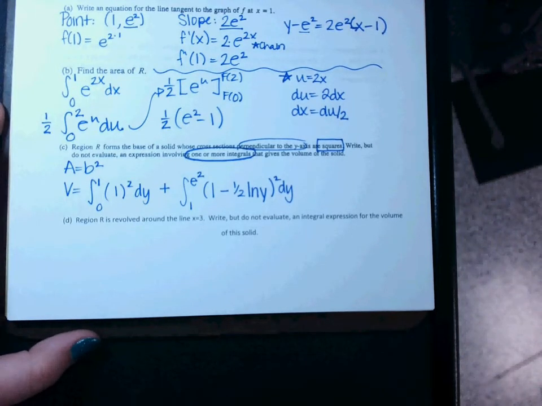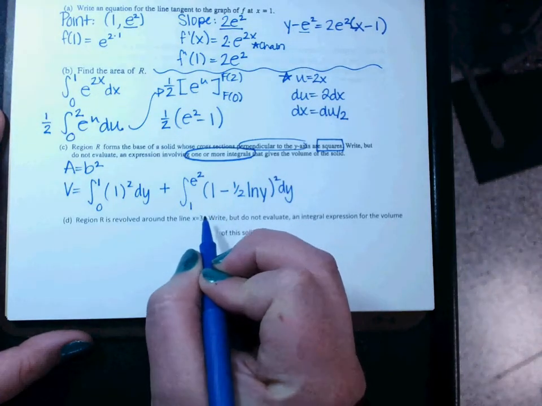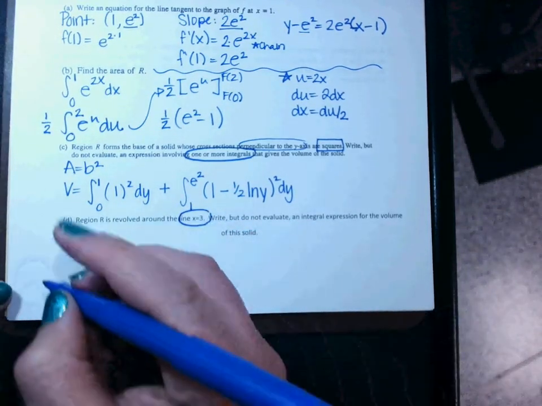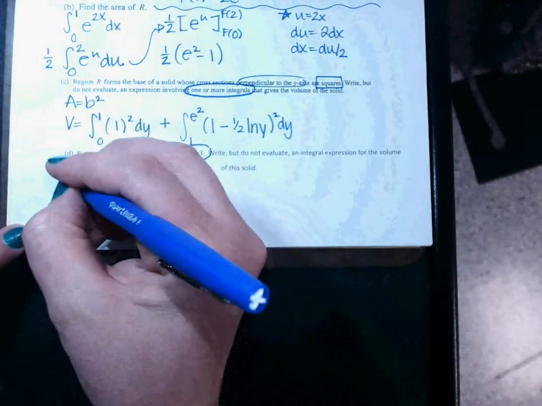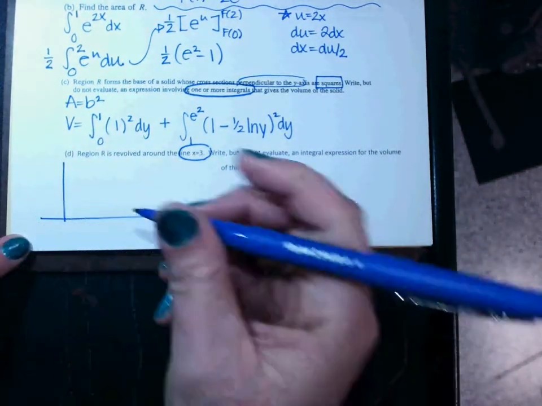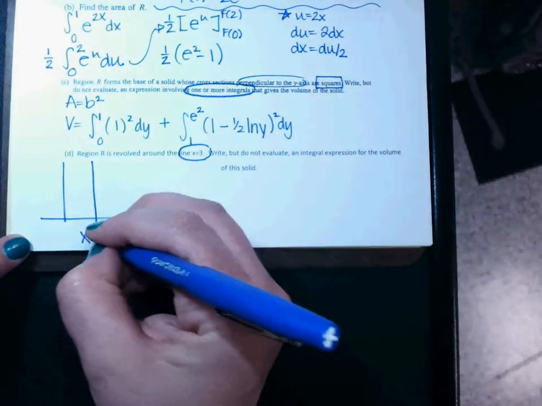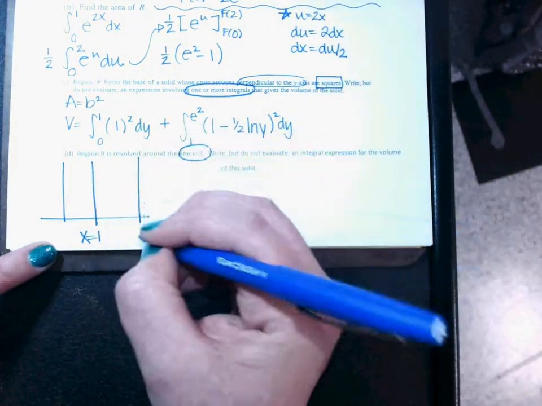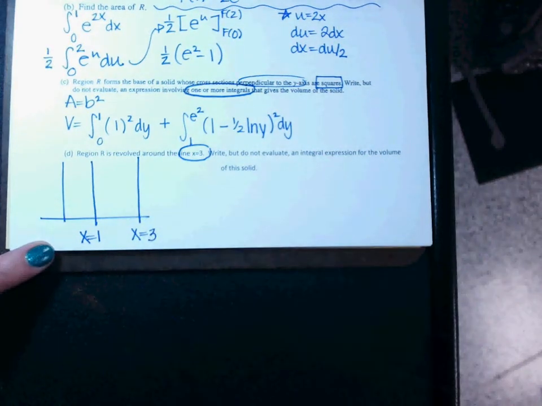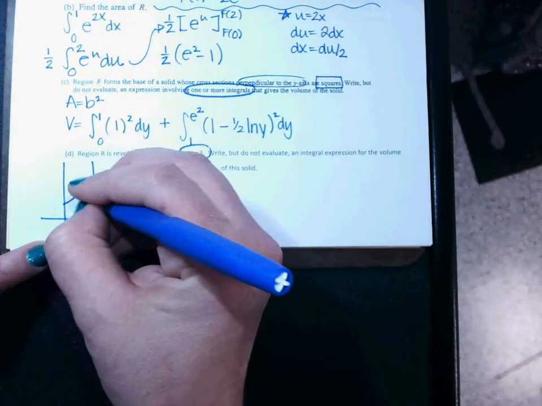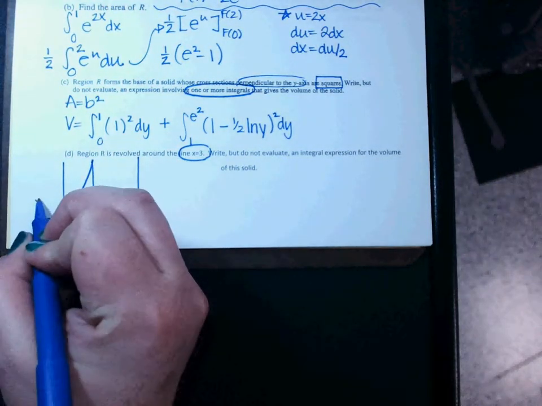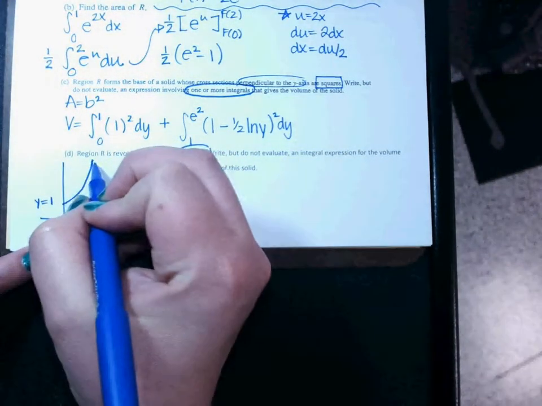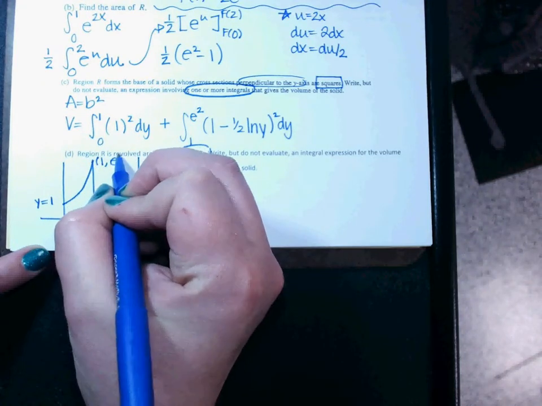Region R is now revolved around the line x equals 3, but do not evaluate an integral expression for the volume of the solid. So what are we revolving around? x equals 3. I'm going to redraw my picture down here because I scribbled all over the top one. We have x equals 1 right here, x equals 3 way over here, and then our e to the x curve that curves up like that. Remember that this is y equals 1, and this is 1 comma e squared.